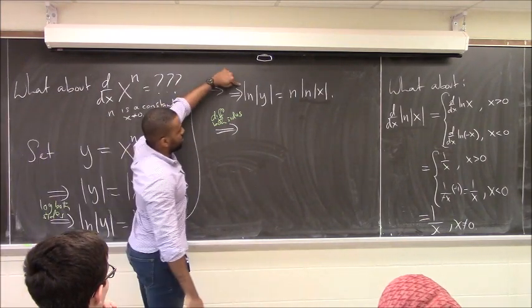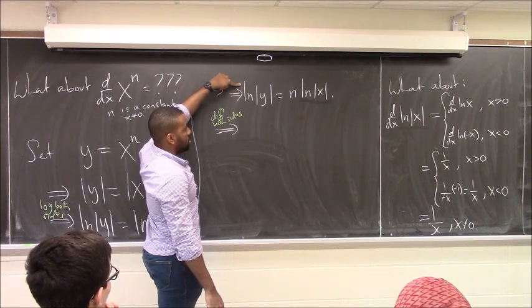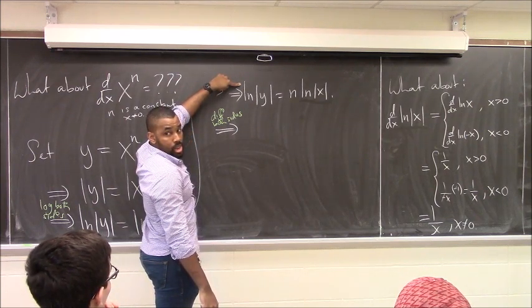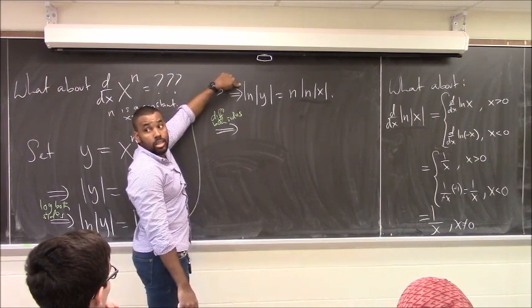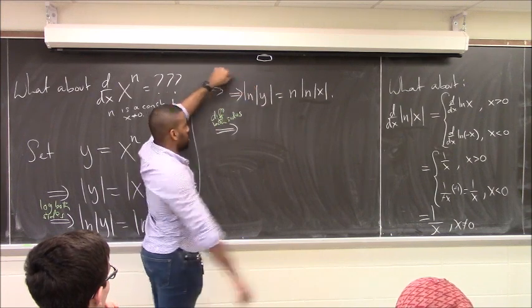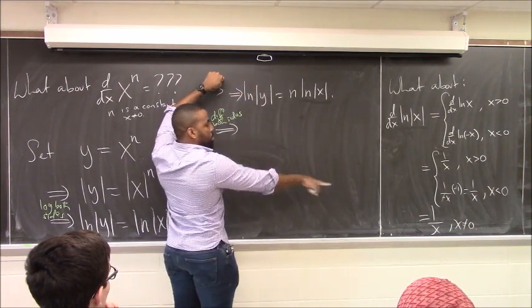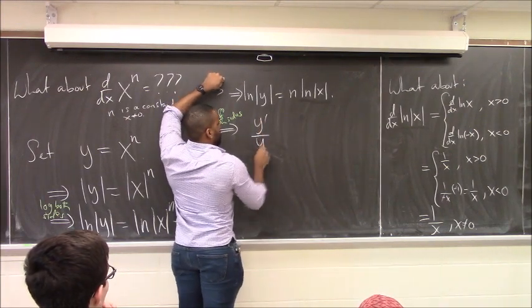What's the derivative of this guy? Y prime over y. You'd have to apply the chain rule because this is not just x. So you get 1 over y by that rule, but you have to multiply by a derivative of the inside. So this side would give you y prime over y.